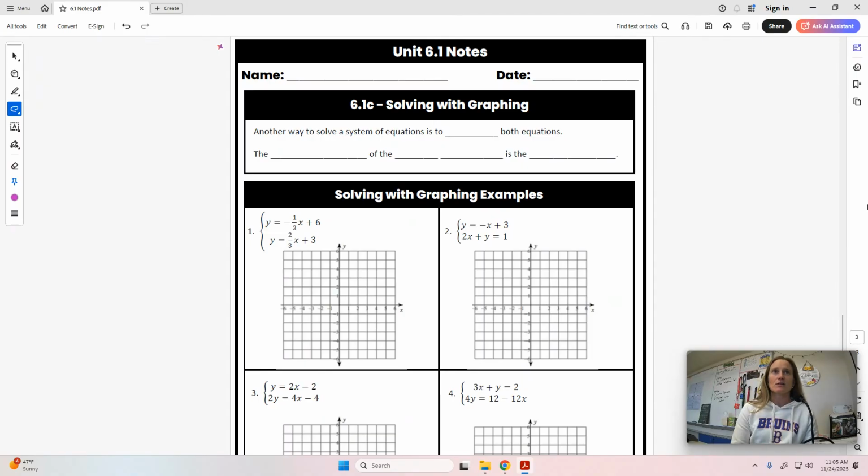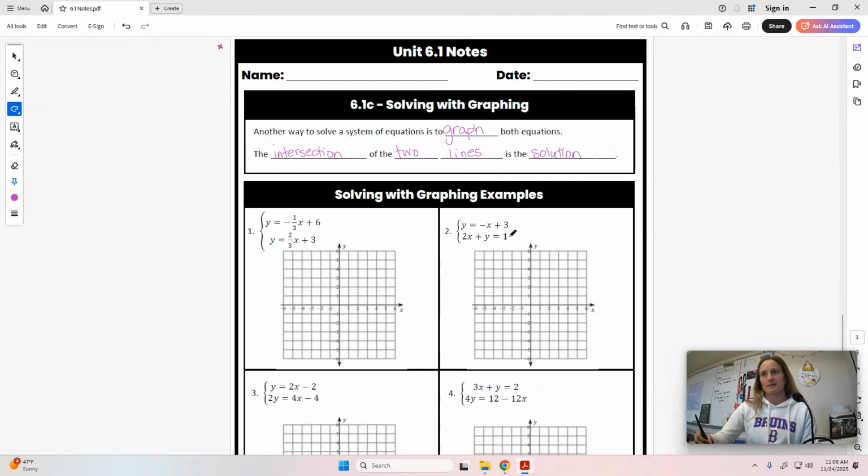So the last way to solve a system of equations is to graph both equations. And what makes this so easy is that the intersection of the two lines is our answer. So the intersection of the two lines is the solution. So we've been writing all of our solutions as coordinates, and it's because in all of those problems, if we had graphed both of the lines, the point where the two lines cross, those coordinates that we gave, would be that intersection point.